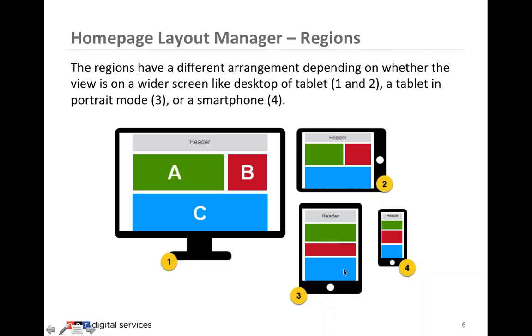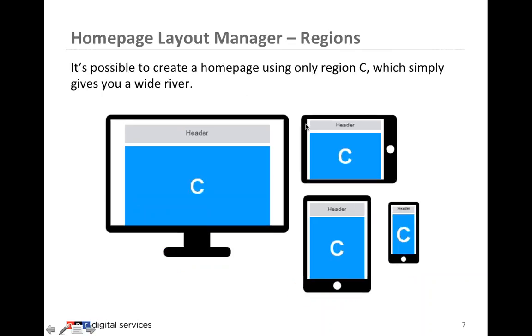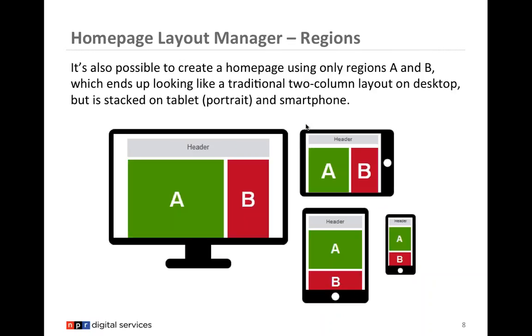So keep that in mind when you're adding blocks to different regions, that the majority of folks who come to your homepage might be on mobile devices. So keep that in mind when you're putting your blocks in on your homepage as to what order they're going to see them on those different devices. If you want to create a homepage look that was simply just one long river, you're just going to put everything in the region C. But if you want to have a more traditional two-column look, with the third region at the bottom, then you're just going to use regions A and B or A, B, and C.